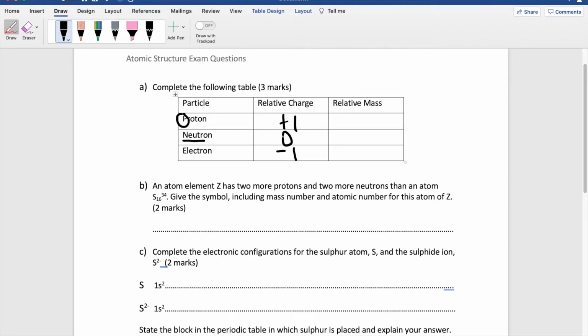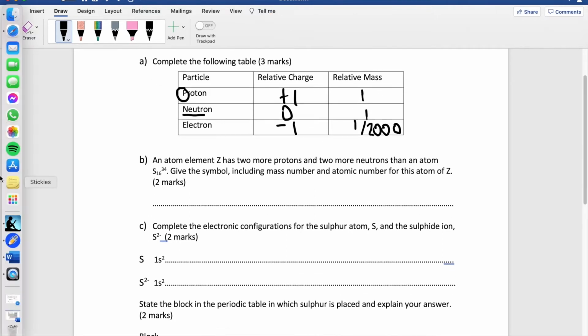And all we're doing is stating the facts. Again, a proton is in the nucleus, so it's 1. Neutrons are in the nucleus, so it's 1. And the electrons go on the shells, so it's 1 over 2,000 roughly. I think they have a leniency when it comes to answering this part of the question, but normally you should get the mark for 1 over 2,000.